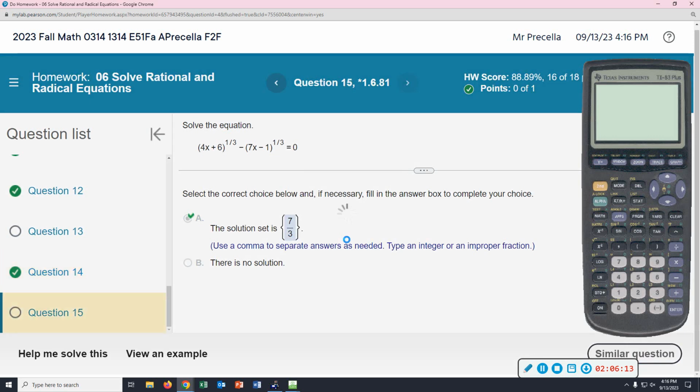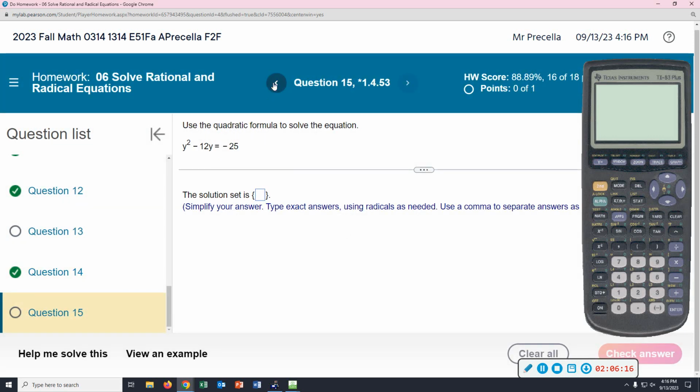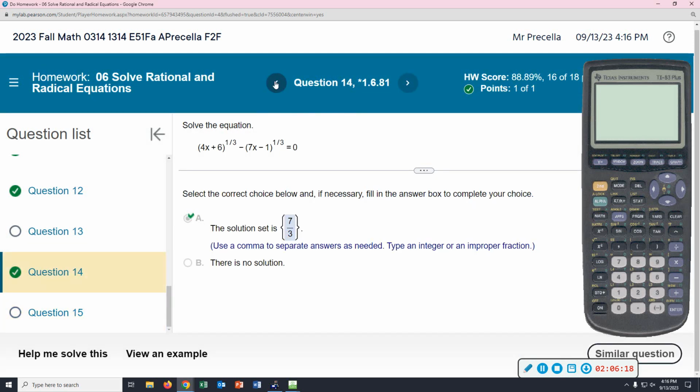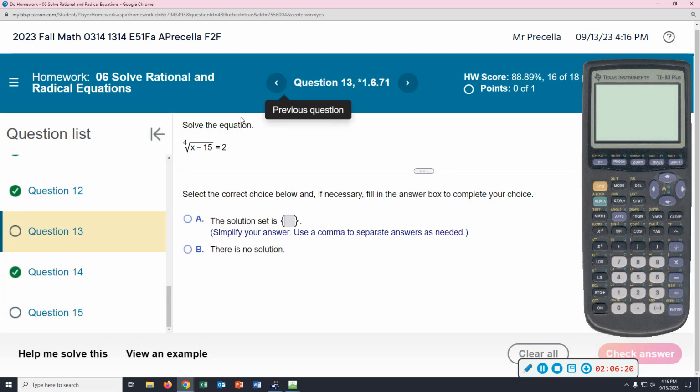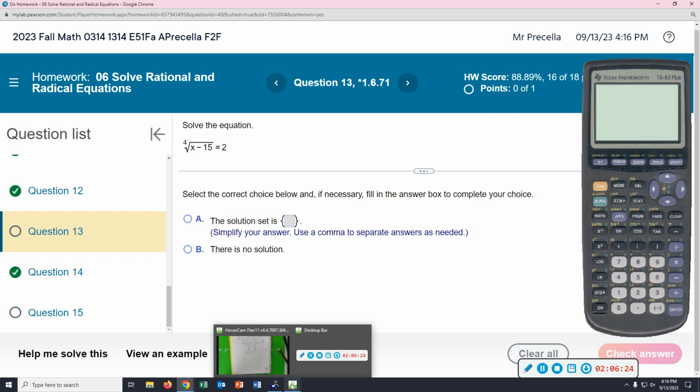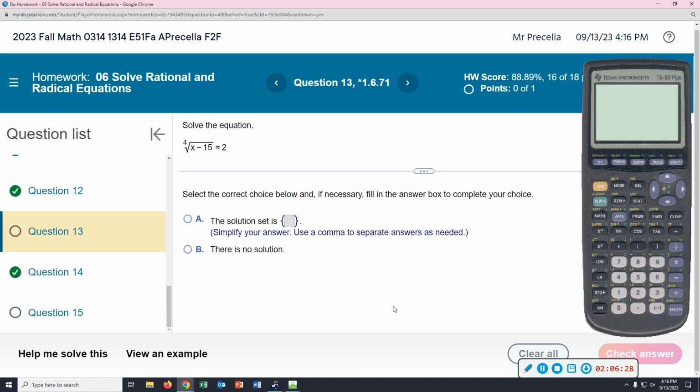So the next problem, 15, is just a quadratic formula problem for you to practice with. Real quickly, now I'm going to do number 13. So it's the 4th root of x minus 15 equals 2. Here the radical's already isolated. So we'll raise both sides to the 4th power.